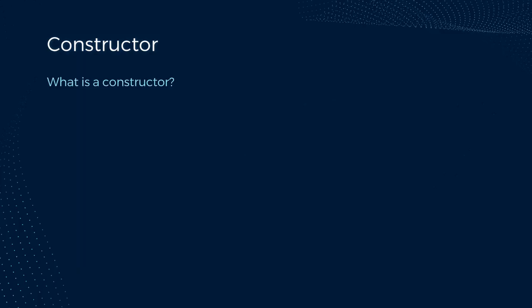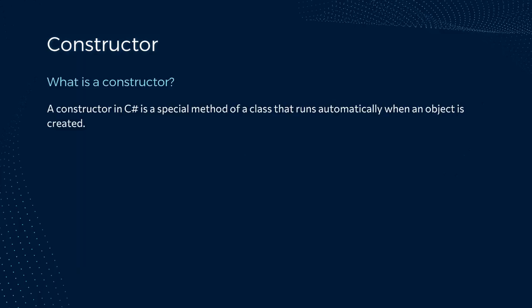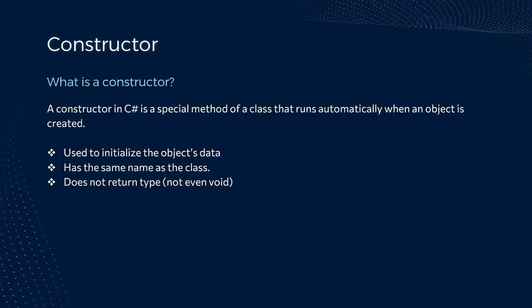Constructor. So what is a constructor? A constructor in C# is a special method of a class that runs automatically when an object is created. It is used to initialize the object's data and it has the same name as that of the class. It does not have a return type, not even void, and it can be overloaded.